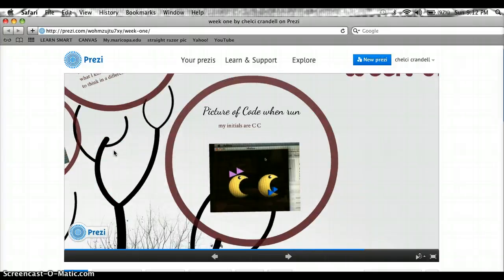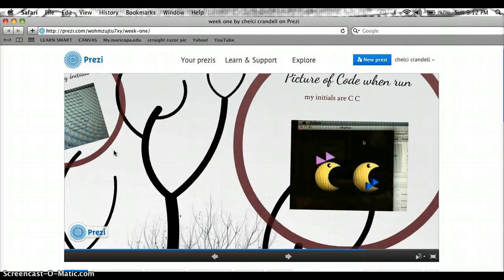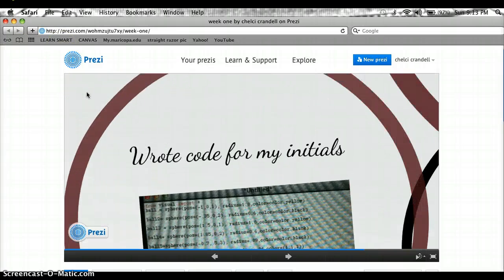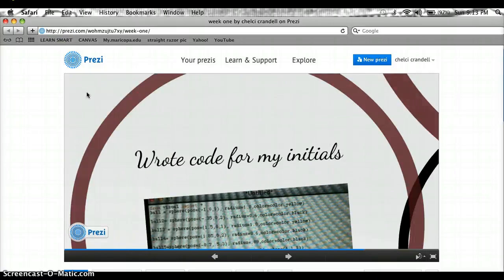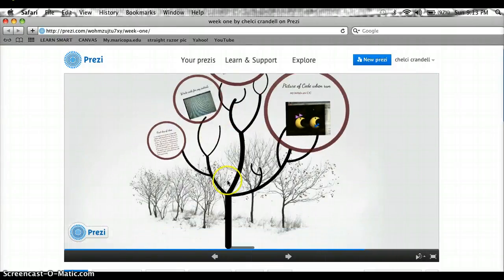I made my initials here, CC, with my code, which was Pac-Man, which I thought was pretty cool. This was the coding for my initials. And then I was also still trying to figure out Prezi here.